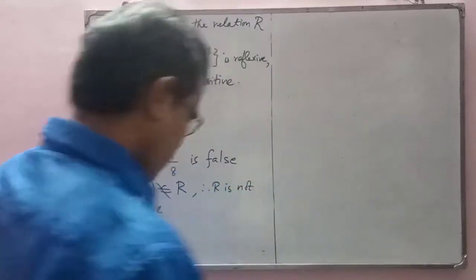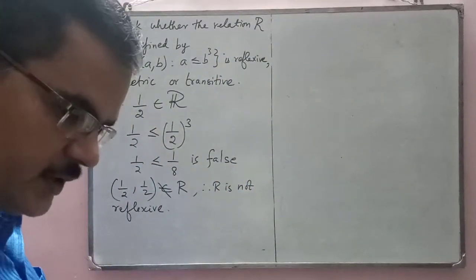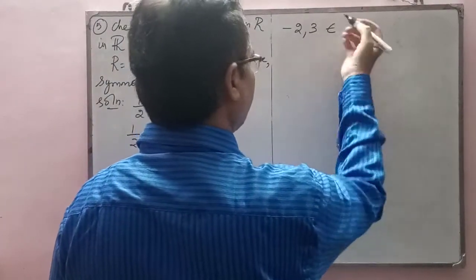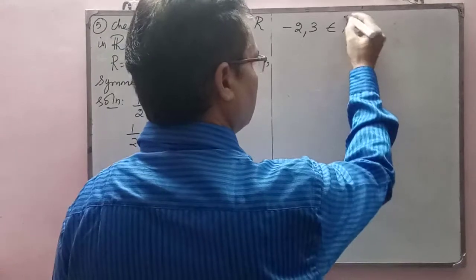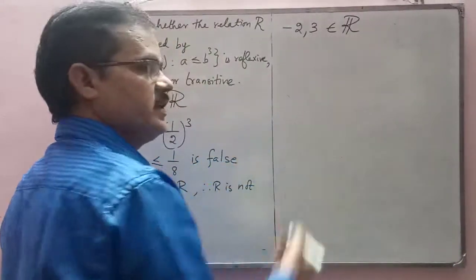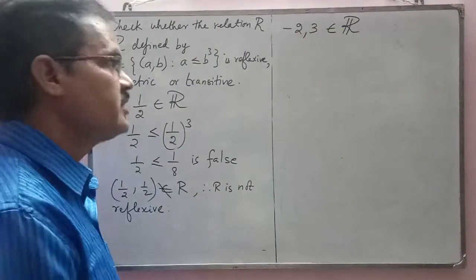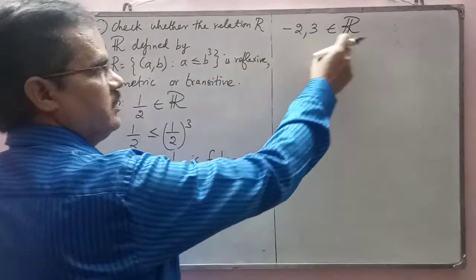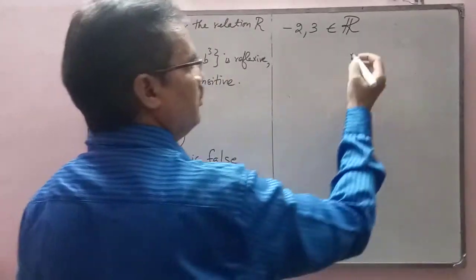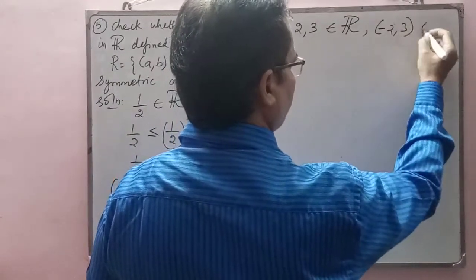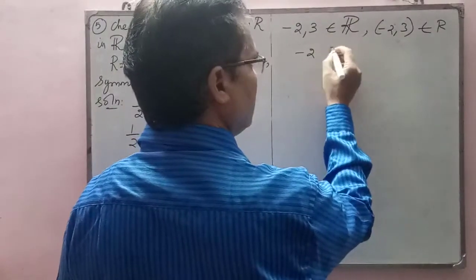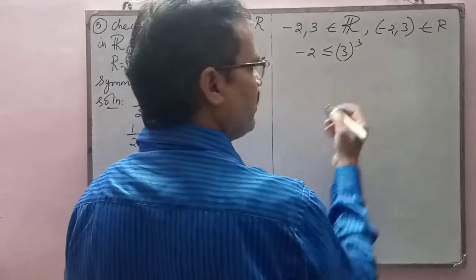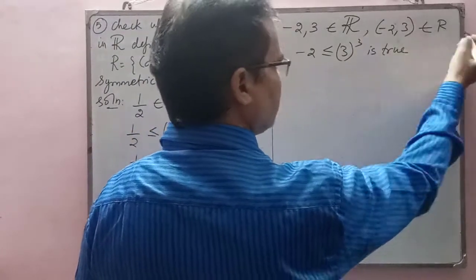Now I am taking the numbers negative 2 comma 3. Why particularly negative 2 comma 3? Because I worked it out on paper and found this; every teacher is like that. They work it out previously and find the numbers, but in the examination you have to practice and find them out. Minus 2 and 3 are in the real number set. Now negative 2 comma 3 belongs to R; let us check. Minus 2 is less than or equal to 3 cube. Yes, obviously, it is a negative number and the other is positive, so it is there in the relation.